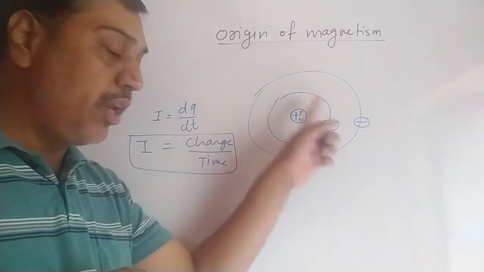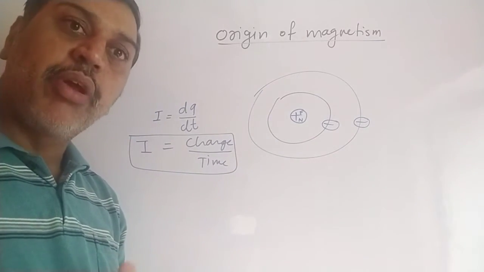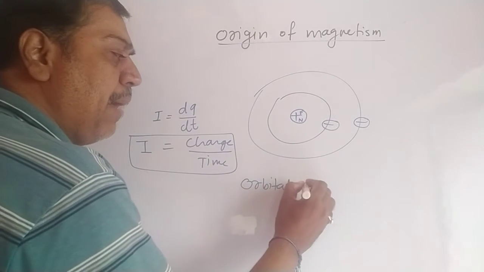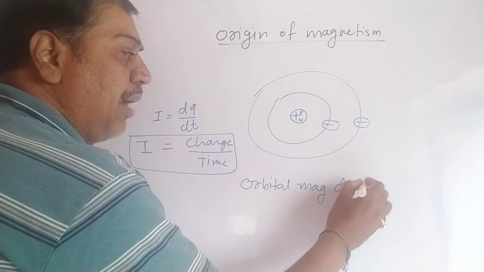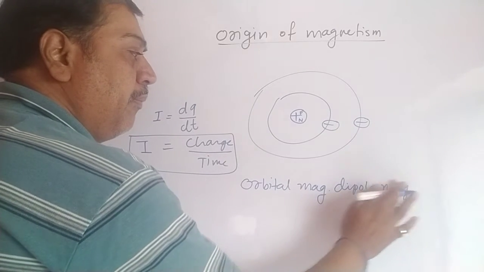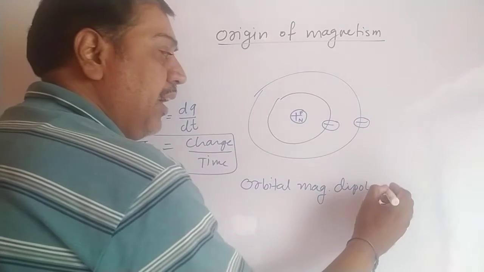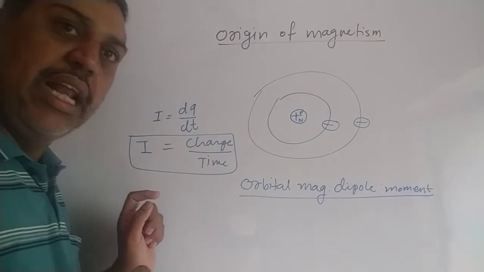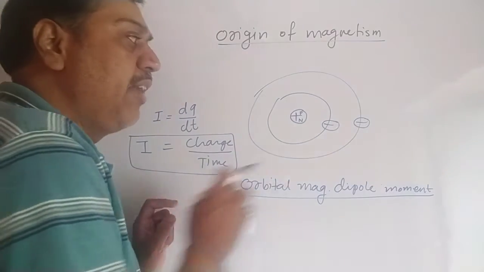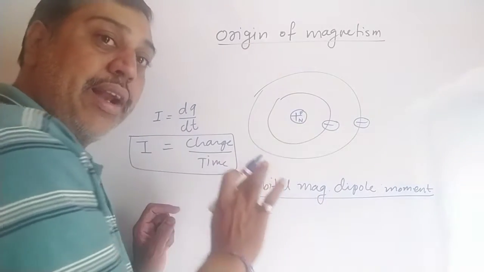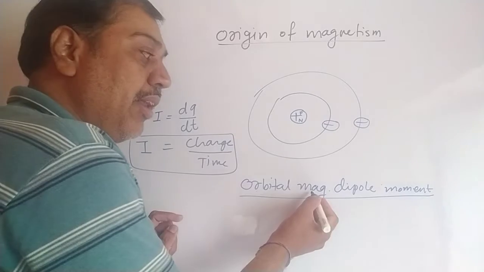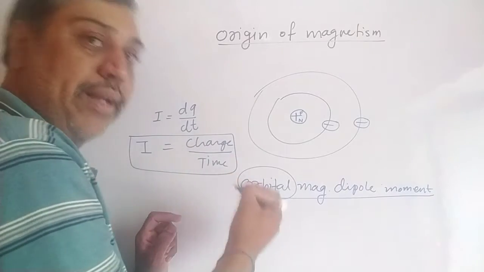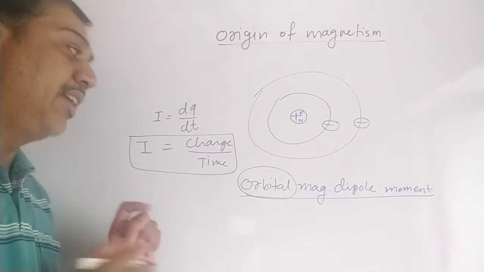Due to charge movement around the nucleus, it constitutes a current, and this type of magnetic moment due to motion of a charge is called the orbital magnetic dipole moment. So the electron moving around the nucleus in circular orbit constitutes an electric current, and due to this a magnetic dipole moment gets produced, that is said to be orbital magnetic dipole moment. And why is it said to be orbital? Because electrons are revolving in orbit. This is the first part.